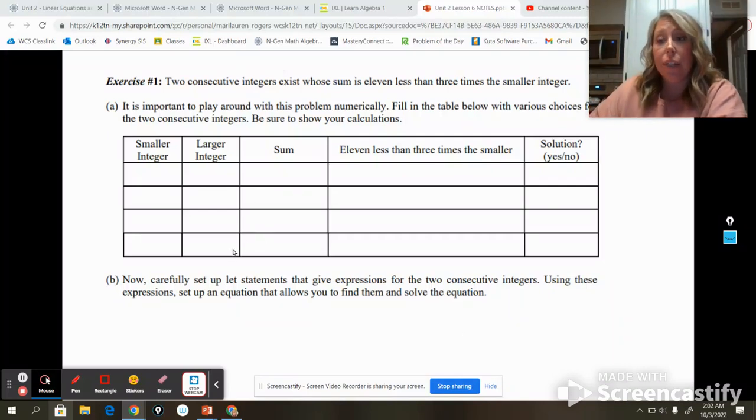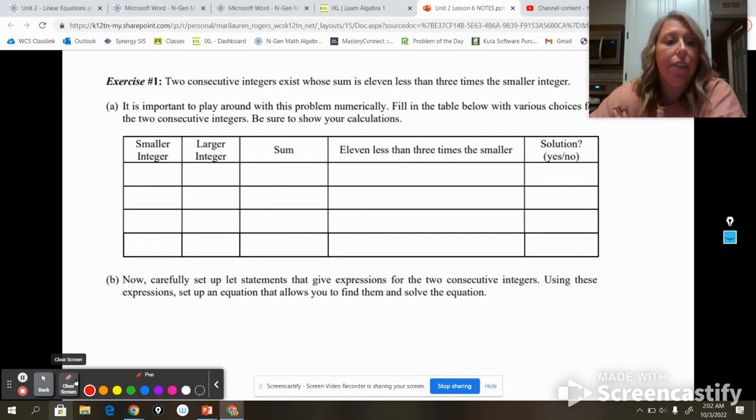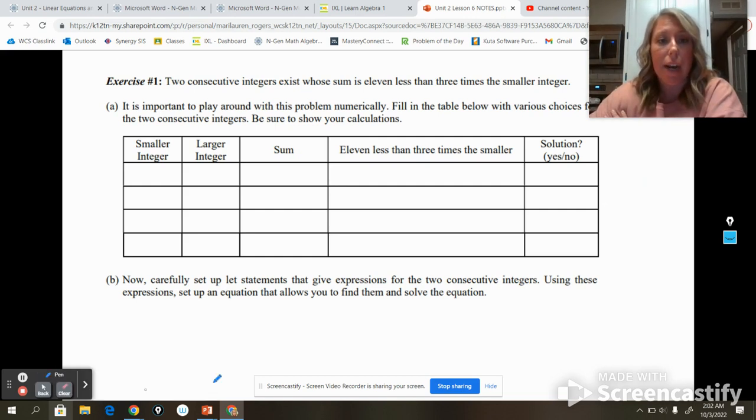All right, so continuing on with our Unit 2 Lesson 6 notes, we're going to dive into a couple of the examples that are on here. I'm not going to do every bit of it with you because you obviously need to practice, but I want to get you started and on the right foot.